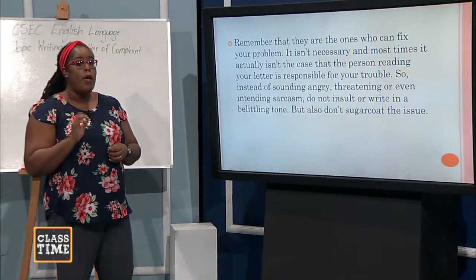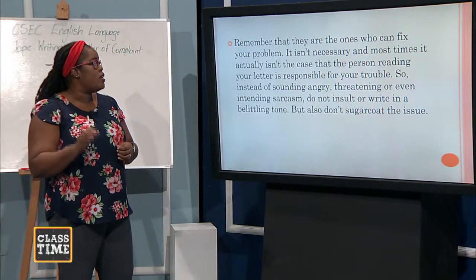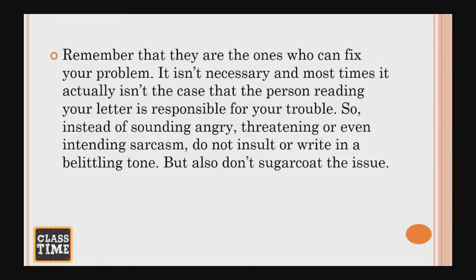All right? Remember that they are the ones who can fix your problem. It isn't necessary, and most times it actually isn't the case, that the person reading your letter is responsible for your trouble. So instead of sounding angry, threatening, or even intending sarcasm, do not insult or write in a belittling tone, but also don't sugarcoat the issue.